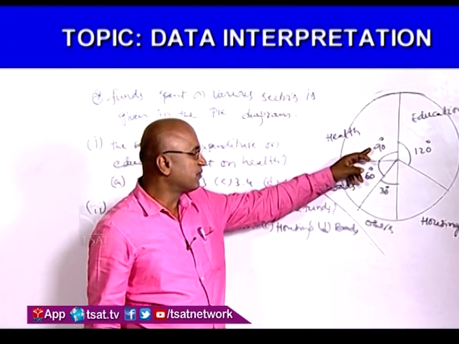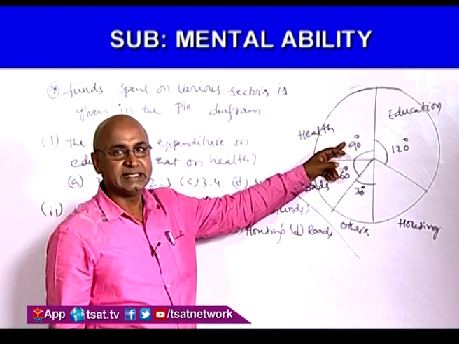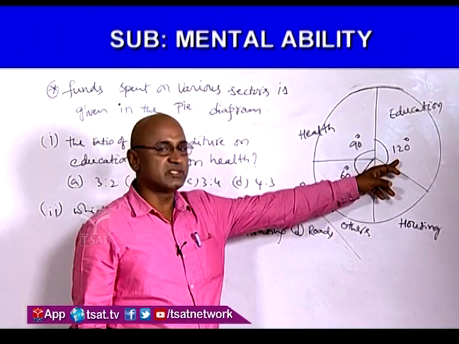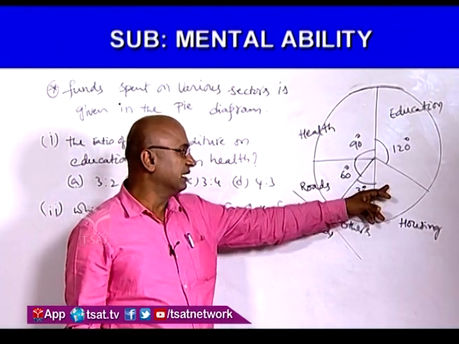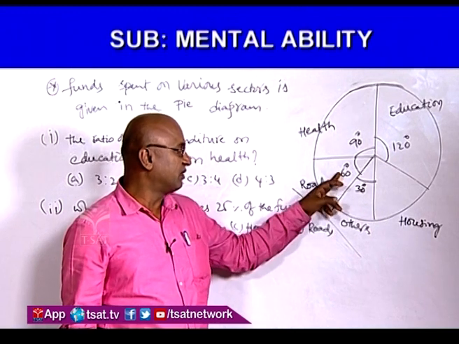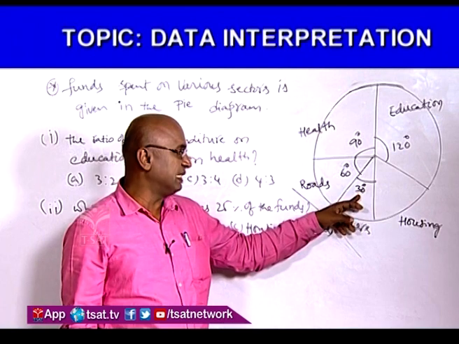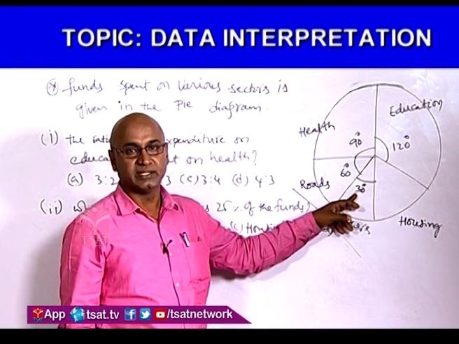Health, the funds allocated for health is 90 degrees. That means 25%. For education it is 120 degrees. And housing it is not given. And for roads, 60 degrees of funds allocation is done. And for others, miscellaneous, it is 30 degrees.